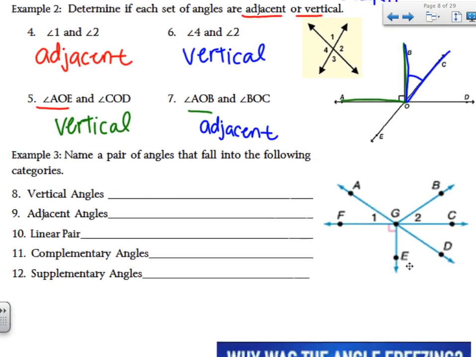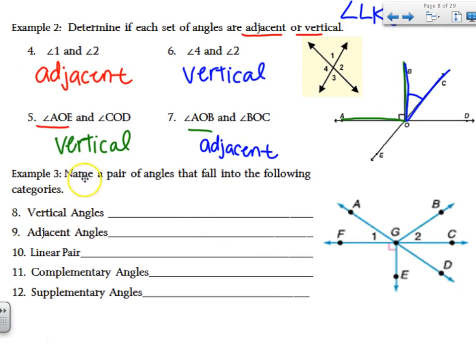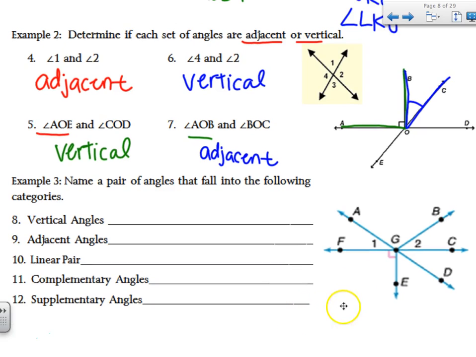All right, so now you get to try. So example 3, you're going to name a pair of angles that fall into the category below. So a pair would mean 2. So you're going to name one vertical angle and the other one. So your problems are going to look like 5 and 7 up here. So with all of these angles going on, I want you to name an example of a vertical angle, adjacent angle, etc. Now, there are multiple answers, so I'm going to try and put as many as there are, but if my answer does not appear, please feel free to ask me. So press pause and try 8 through 12 on your own.